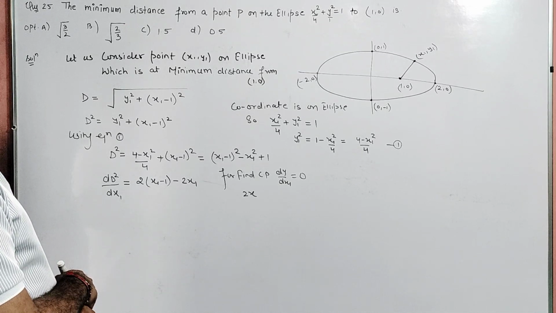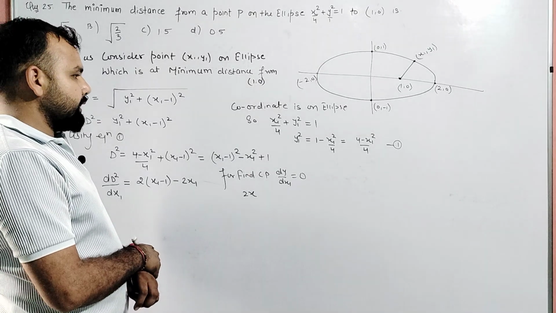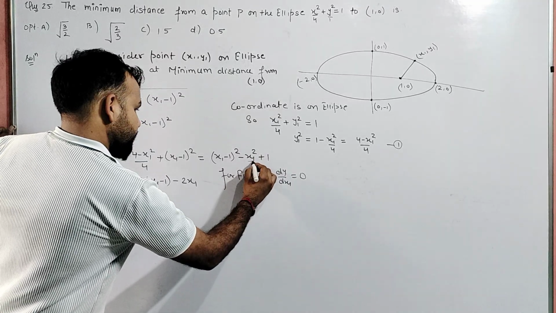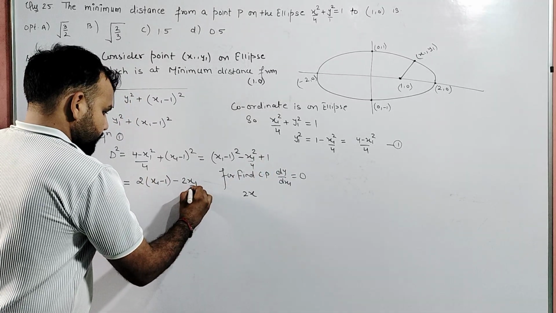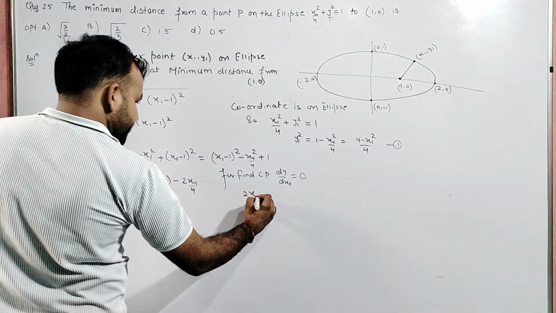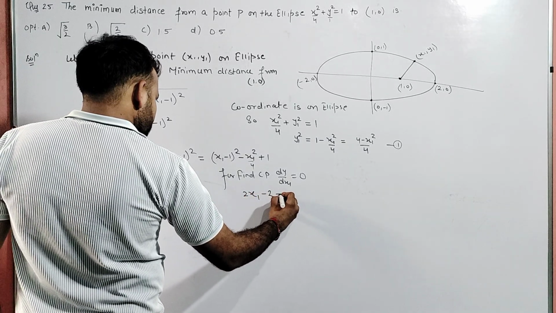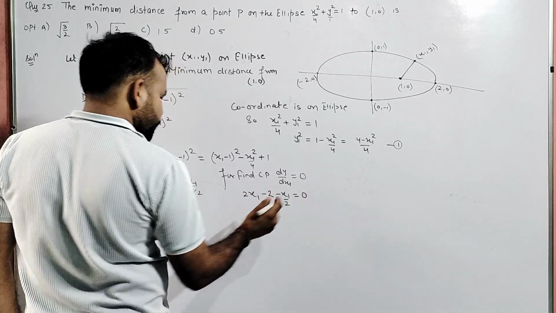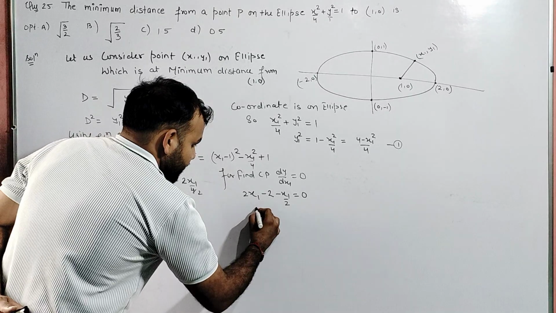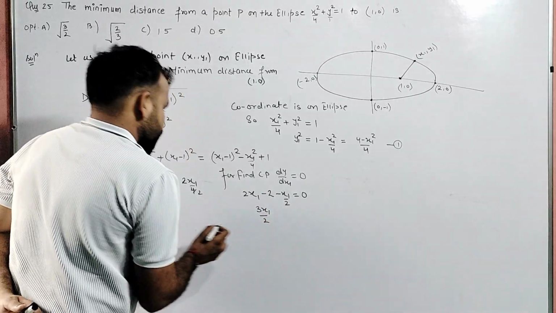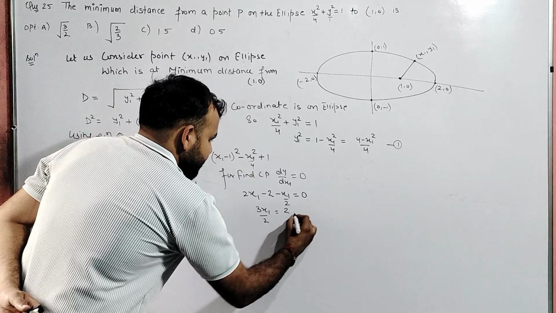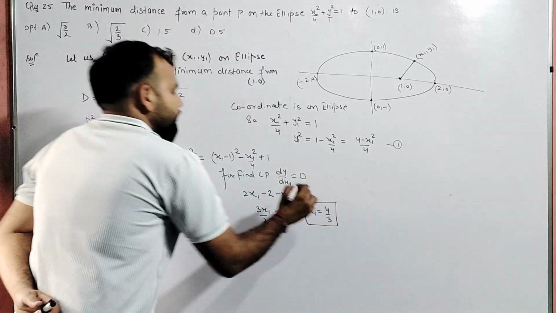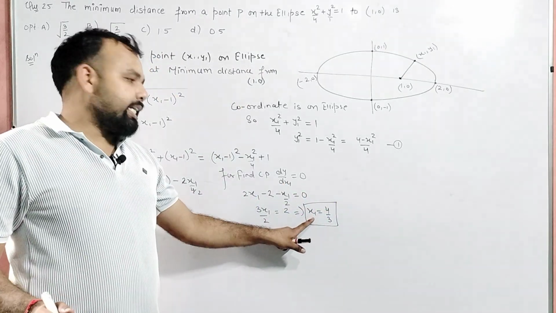Student, one minute students, I think there is a mistake. I'll check. So student, there is a mistake. This one is a mistake, I forgot to divide by 4. So 2 times x1 minus 2 minus x1 divided by 2, that is equal to 0. So this will become 3 times x1 divided by 2 equal to 2. This implies x1 will become 4 by 3. Student, this is the required point, x1 equal to 4 by 3.